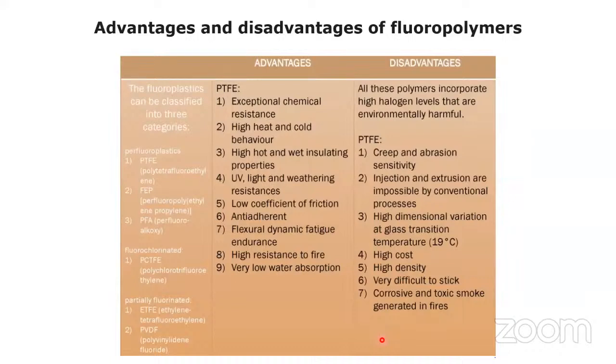So here I have mentioned some advantages and disadvantages of fluoropolymers. First of all, we will see the advantages, as we have been mentioning in the recent 3 to 4 slides. Exceptional chemical resistance is there, high heat and cold behavior, high hot and wet insulating properties, UV light and weathering resistance, then low coefficient of friction. Flexural dynamic properties are good. Then high resistance to fire.